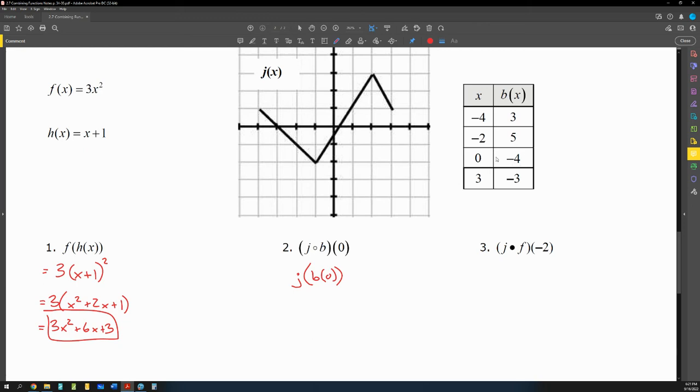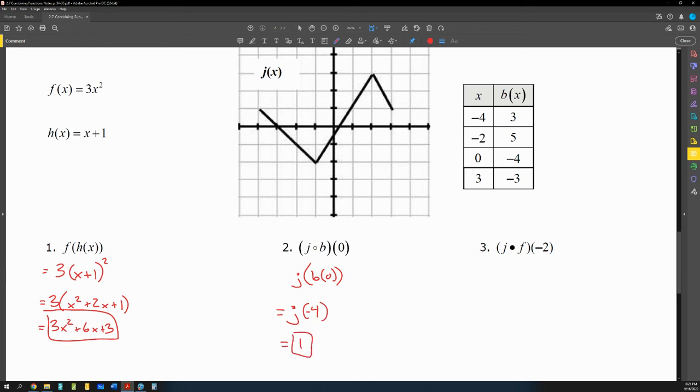Negative 4 is now my input for j. So I'm going to look at the graph and plug in negative 4 for x. What's my y value or j of x value? The answer is 1. So I'm just going to go ahead and write each of those steps. J of b of 0 is equal to j of negative 4, which is equal to 1.